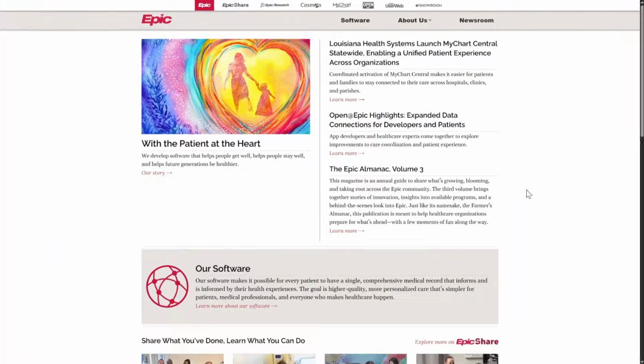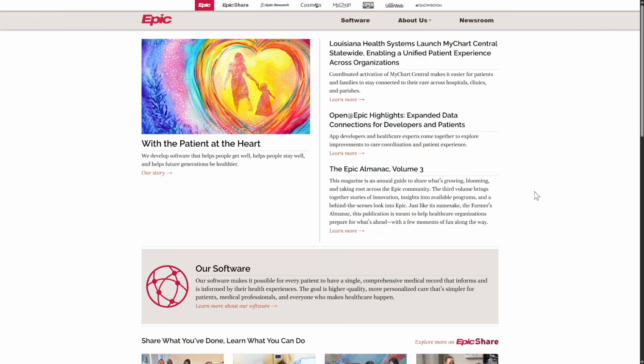and clinics. Epic Systems is one of the most widely used electronic health record platforms in the world, and understanding its structure is essential for anyone working in healthcare or health IT. To start, you need to go to the official Epic website. So open your browser and go to epic.com.